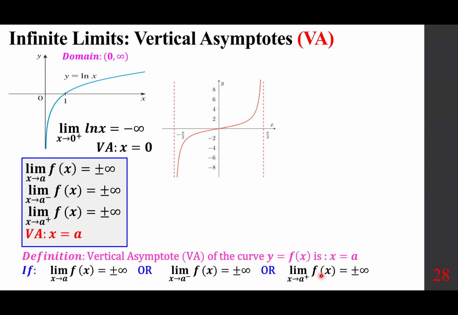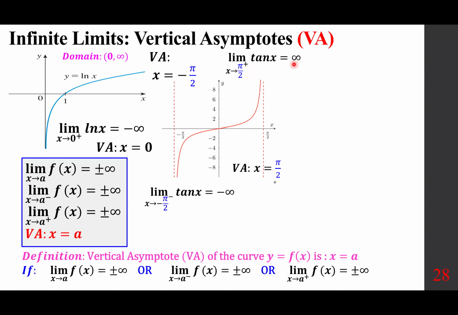As you probably recognize, this is tan x. And the limit of tan x as x approaches negative pi over 2 from the right is negative infinity, which makes x equals negative pi over 2 one of the vertical asymptotes. And the limit of tan x as x approaches pi over 2 from the left is infinity, which makes x equals pi over 2 another one, in a complete cycle.